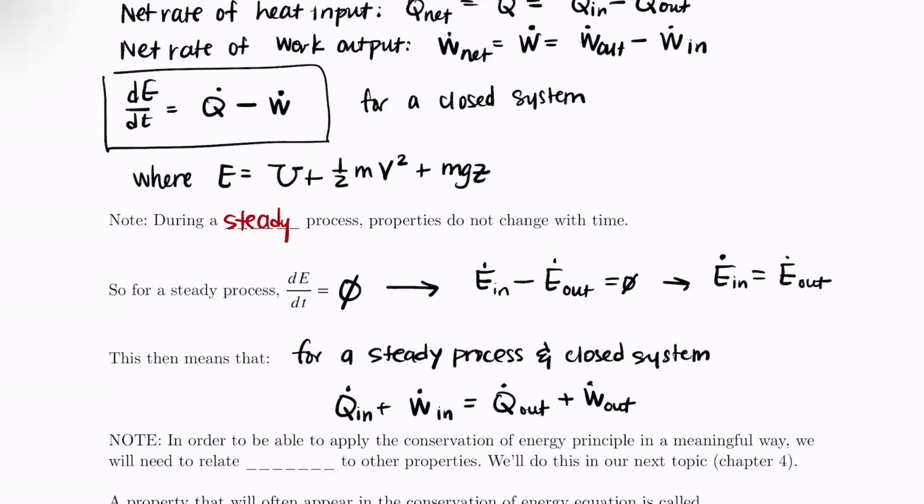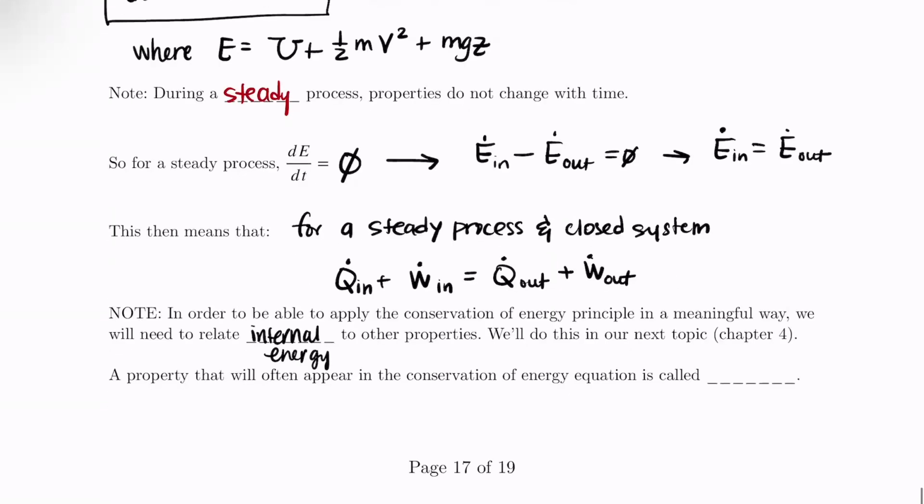All right, cool. So in order to be able to apply the conservation of energy principle in a meaningful way, we're going to need a way to relate internal energy to other properties. So that term U. And that's what we're going to do in our next topic. That's chapter 4 in the book. So we will get to that on Tuesday.